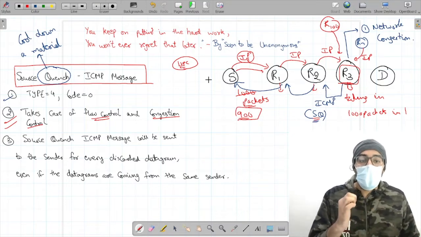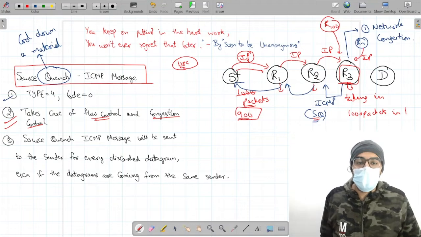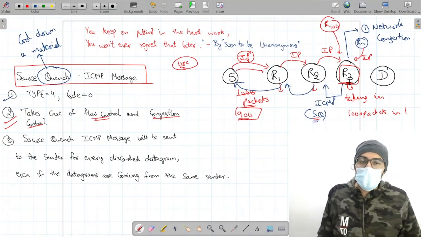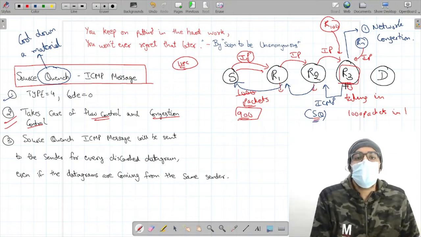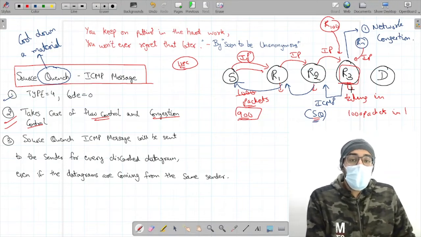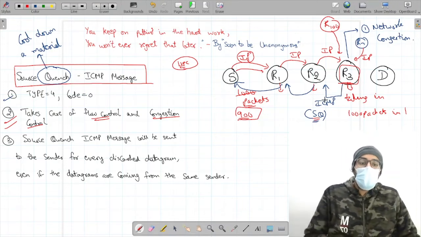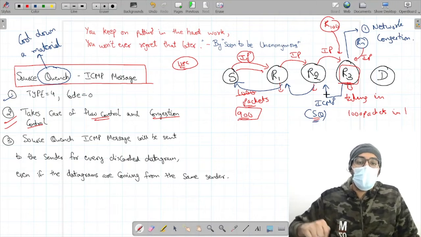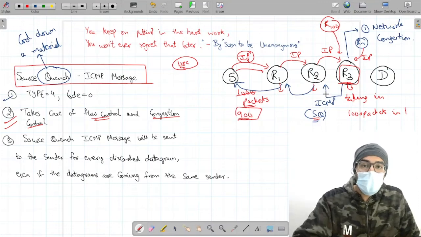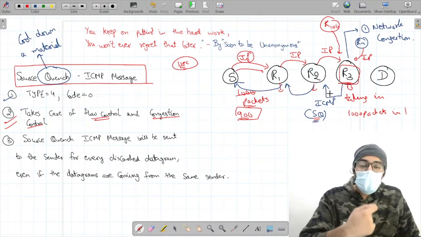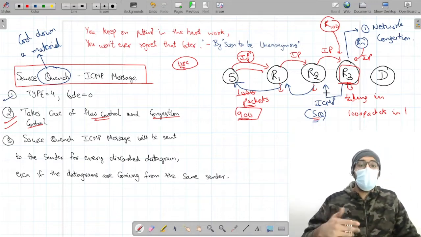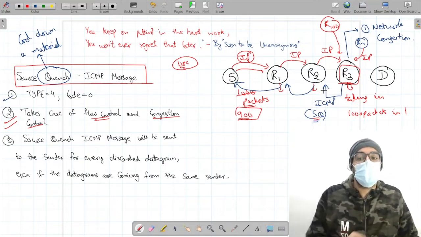Even if the packets are coming from the same sender, let's say 1000 packets are coming from the same sender, and when these 1000 packets reach R3, it is not able to process that many packets, then the same number of ICMP messages as packets discarded by R3 will be sent back to the sender S. If router R3 is discarding 200 packets of sender S, then it is going to send 200 ICMP messages of source quench type to the sender S.